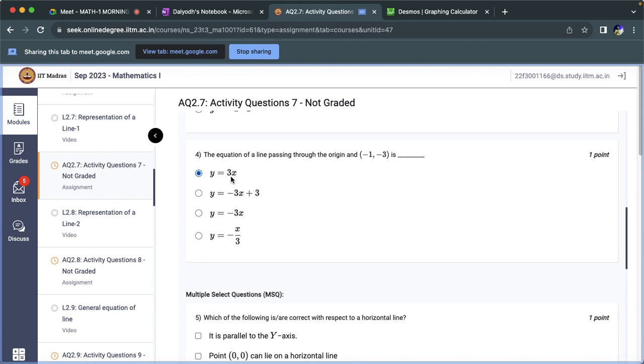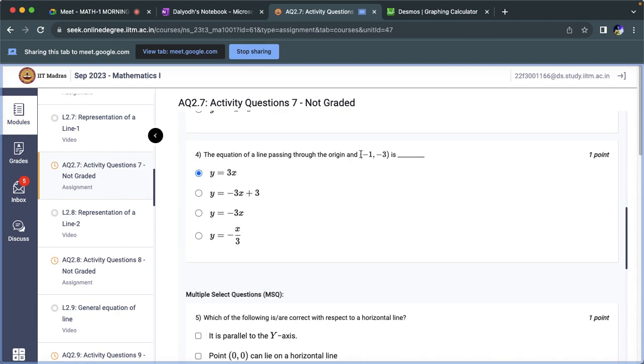Another way: if it passes through the origin, its y-intercept is 0, so c is 0. You can use y equals mx plus c. But you can't use the point form here, where you put x naught and y naught as 0, so you should not do that. Maybe here you can also put minus 1 and minus 3. But the thing you have to consider is y equals mx plus c.